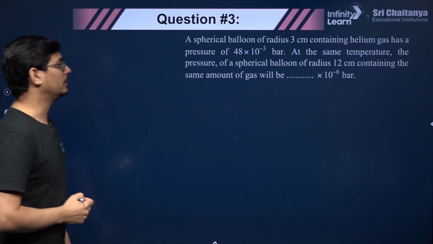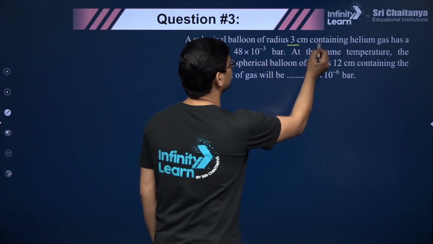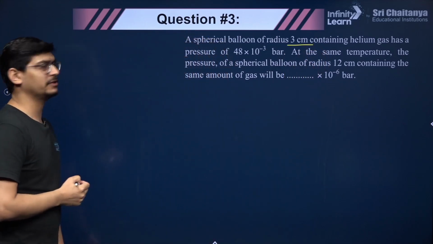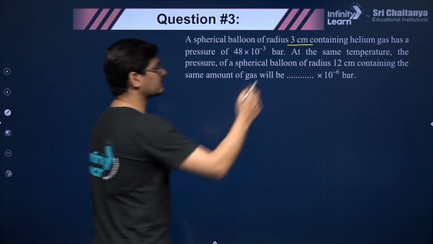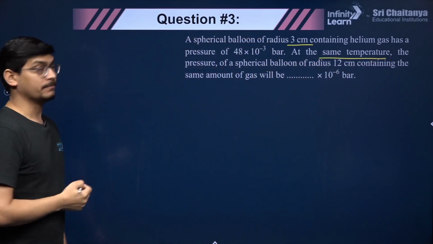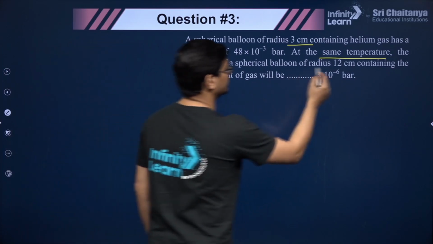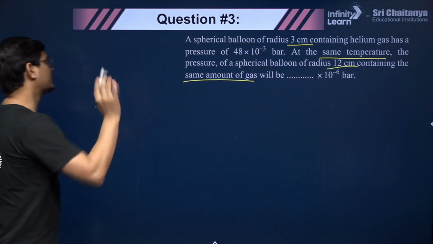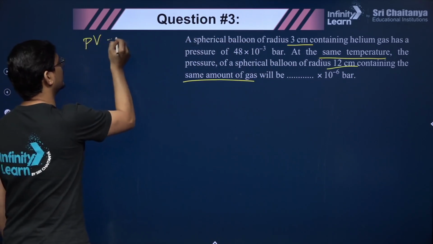A spherical balloon of radius 3 centimeter containing helium gas has a pressure of 48 into 10 to the minus 3 bar at the same temperature. So temperature is constant. The pressure of a spherical balloon of radius 12 centimeter containing the same amount of gas? So again, let us look at PV equals nRT.